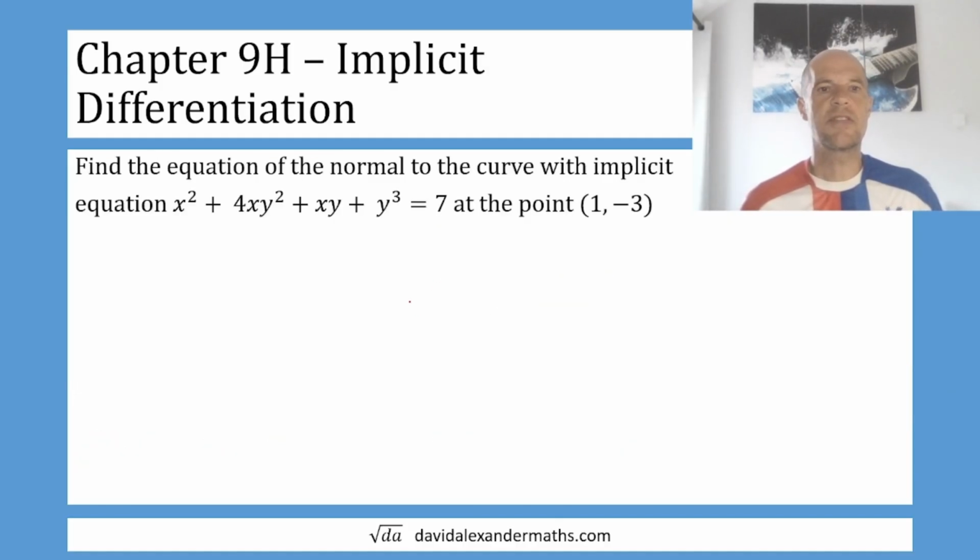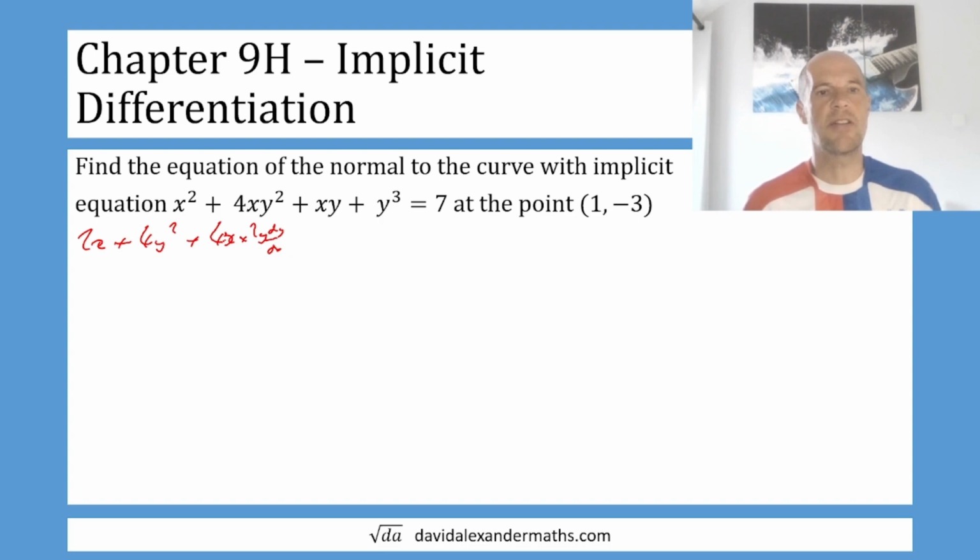Okay, so similar to the previous question, I'm going to work out the gradient of the tangent, and from the gradient of the tangent I can work out the gradient of the normal. So first of all, I need to differentiate. So that's going to be x squared becomes 2x, 4xy squared. So I'm going to differentiate the 4x but not the y squared. So that's going to be 4y squared. And now I'm going to not differentiate the 4x, but I am going to differentiate the y squared. So that's going to be 4x multiplied by 2y dy by dx.